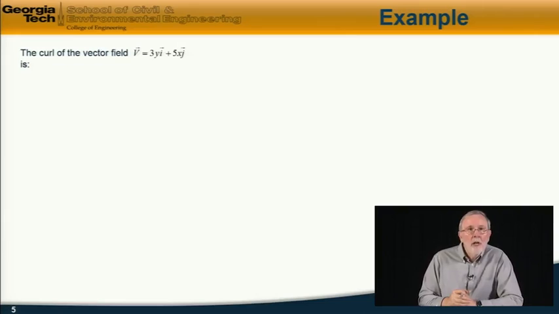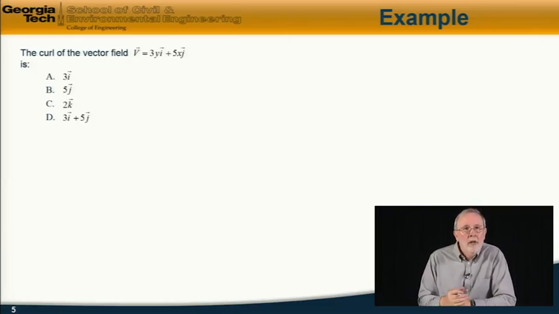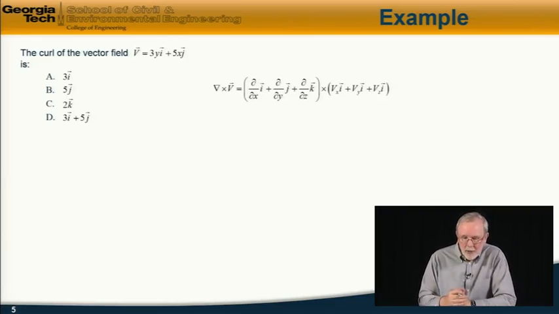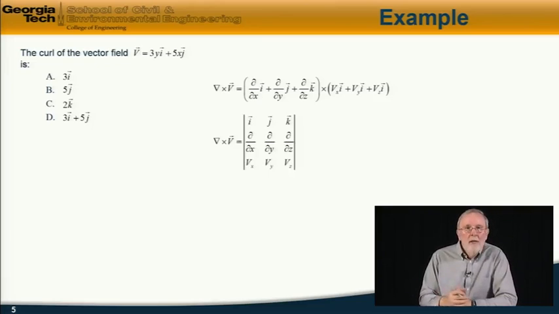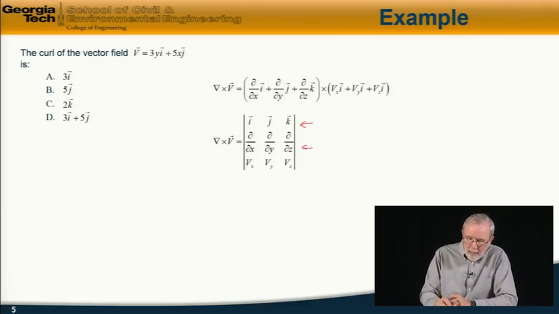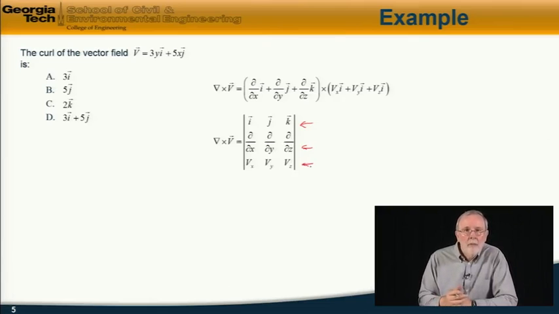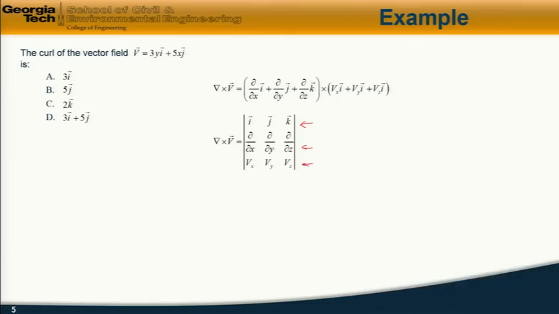Next, we'll compute the curl of that same vector field, 3y i plus 5x j. Which of these is it? And again, now we're dealing with a vector quantity, because curl is a vector quantity computed from the cross product between the del operator and the vector field. So this is most easily computed by means of the determinant. So we write this as a determinant with the unit vectors in the top row, the operators in the second row, and finally the vector field, the components of the vector field, in the third row.